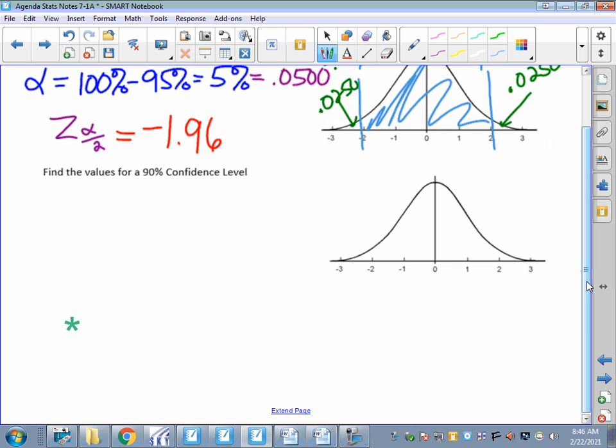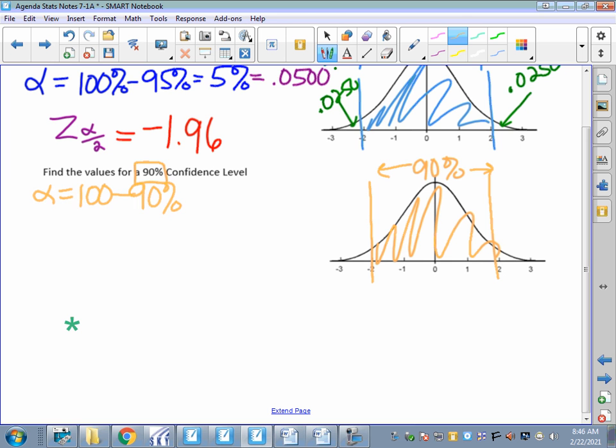So we're 90% confident. Again, what that looks like is 90%, right? So alpha is equal to 100 minus that 90%, so 10% or 0.1000. But that's split evenly on my normal distribution, right? So how much do I have for each little tail on my graph, my normal distribution? That's going to be 0.0500, right?